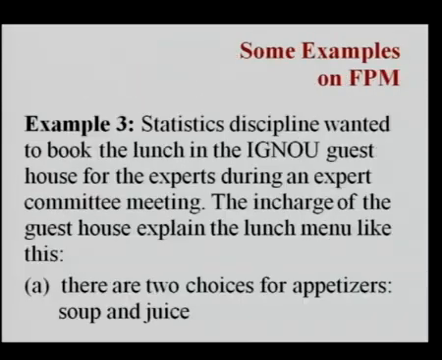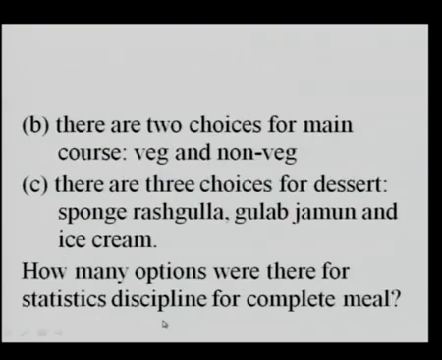Some examples to explain the applications of the fundamental principle of multiplication. So let us take an example. Suppose the statistics discipline in IGNOU wanted to book lunch in the IGNOU guest house for the experts during an expert committee meeting. The in-charge of the guest house explained the lunch menu like this. There are 2 choices for the appetizers, soup and juice. Second, there are 2 choices for the main course, veg and non-veg. And there are 3 choices for dessert, say sponge rasgulla, gulab jamun and ice cream. And we want to find out how many options there were for the statistics discipline for a complete meal.